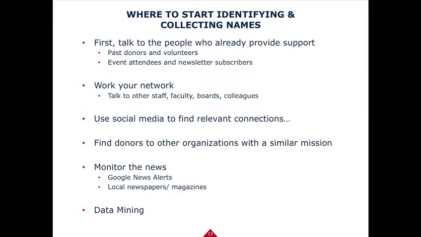So let's get started. Where to start identifying and collecting names? Some of this may seem very obvious, some of it may not, but in all the years I've been doing this work, people often forget to talk to the people who are already supporting you. This is step one. If you have volunteers, past donors, people who've signed up for a newsletter, or who've attended your events, look at that population first. You know there's affinity there, and then it's just figuring out if the wealth is there as well. So I would say start at the top and work your way down.